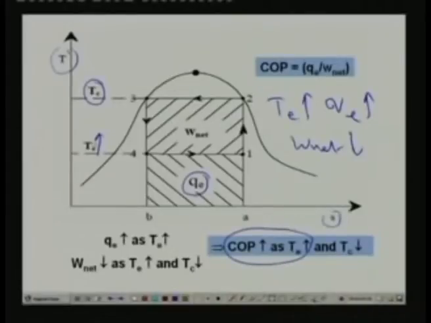And similarly, if you fix TE and reduce, let us say, TC, so when you are fixing the evaporator temperature and reducing the condenser temperature, QE does not change, QE remains constant, but W net reduces.